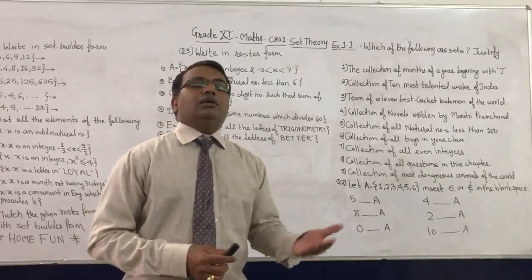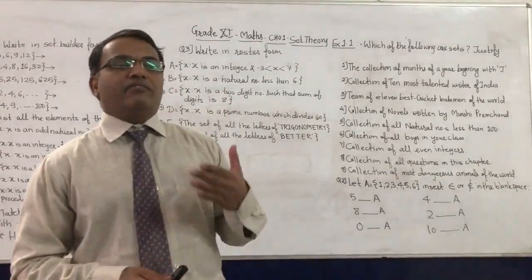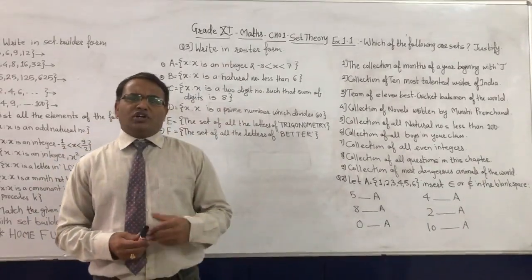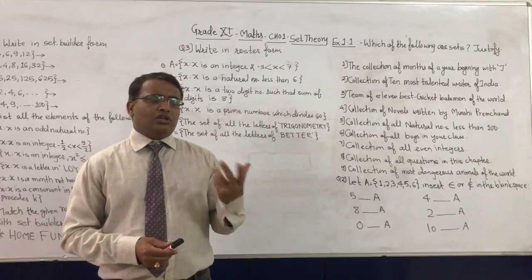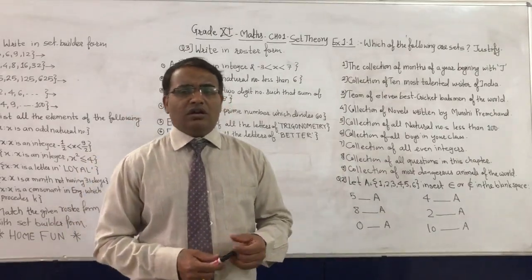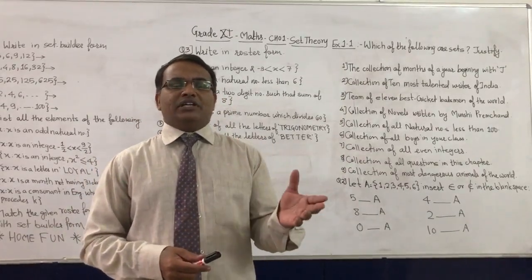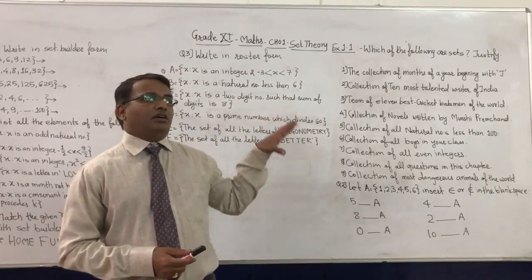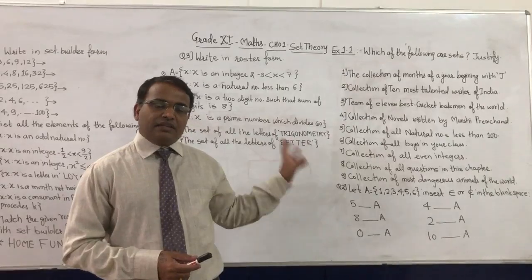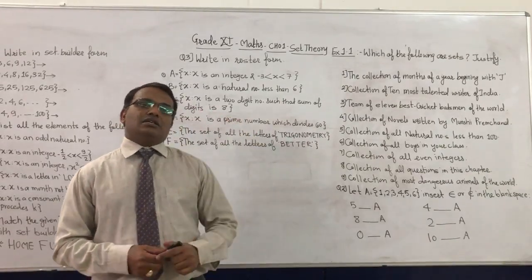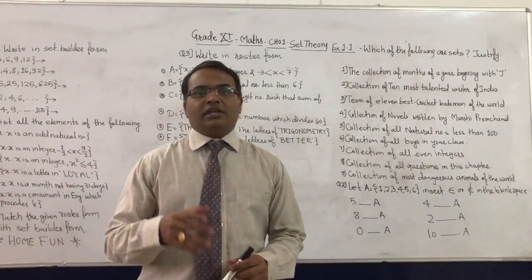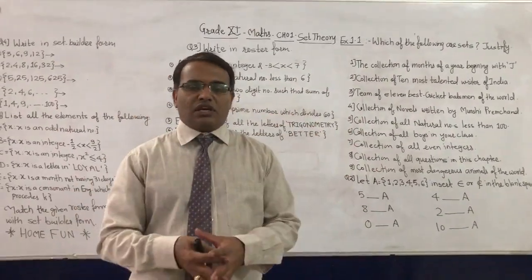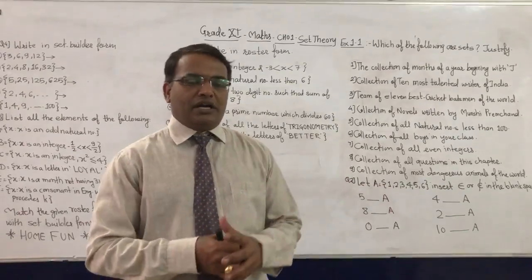We are discussing set theory proposed by the German mathematician George Cantor. In the previous video we went through the introductory part of the chapter: the two different methods of writing sets, the roster form and the set builder form. Then we saw the different types of sets, some operations on sets, the Venn diagram and the complement, and then the formulas also.